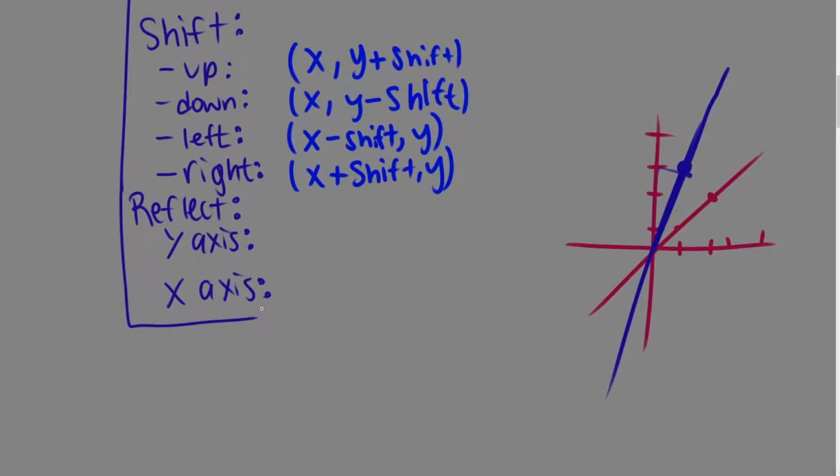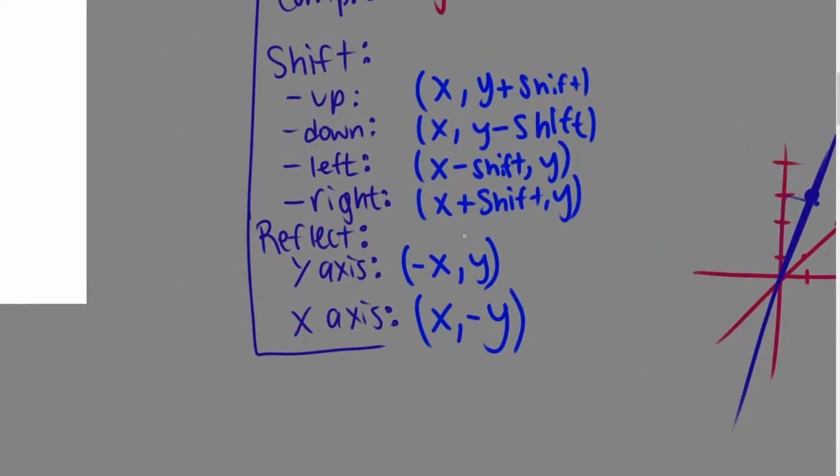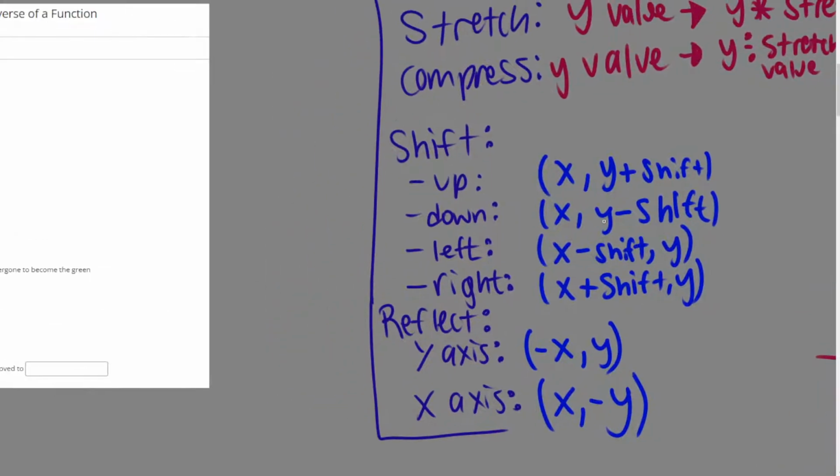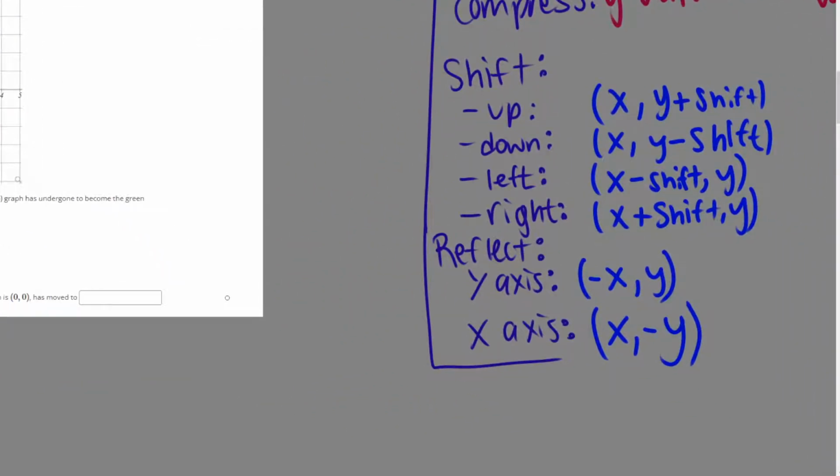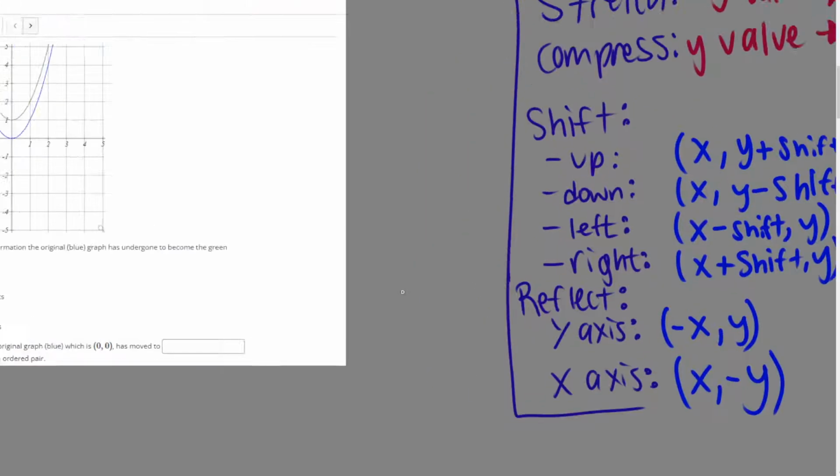Now, reflecting over the y-axis is when you take your coordinate and turn all your x's into negatives and keep your y's the same. Your x values are turned into negative. When you're reflecting over your x-axis, you're doing the same but to the y value instead. So you're keeping your x's the same, and you are reversing all of your y's. You're going to make all your y's negative.